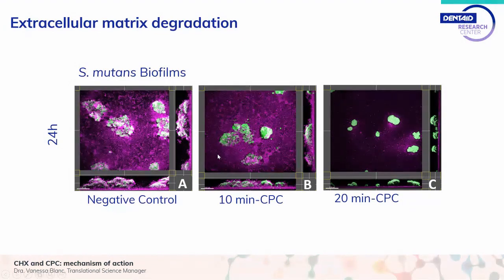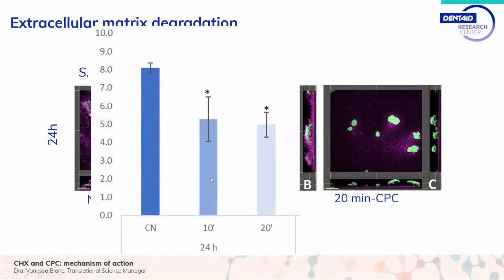These treatments also caused a biofilm mortality of near 3 orders of magnitude relative to the negative control. And this is important because we demonstrate that the CPC can degrade the extracellular matrix, but this CPC can also kill microorganisms.